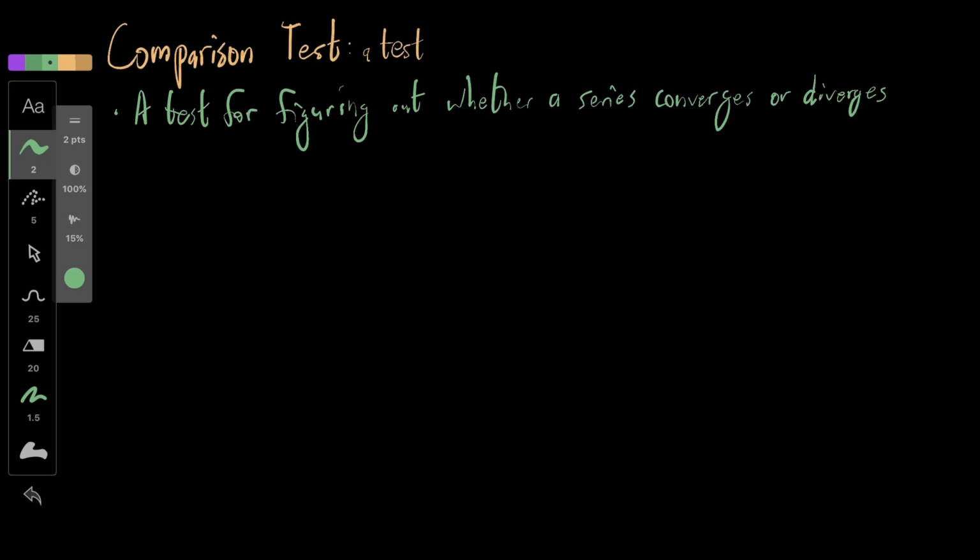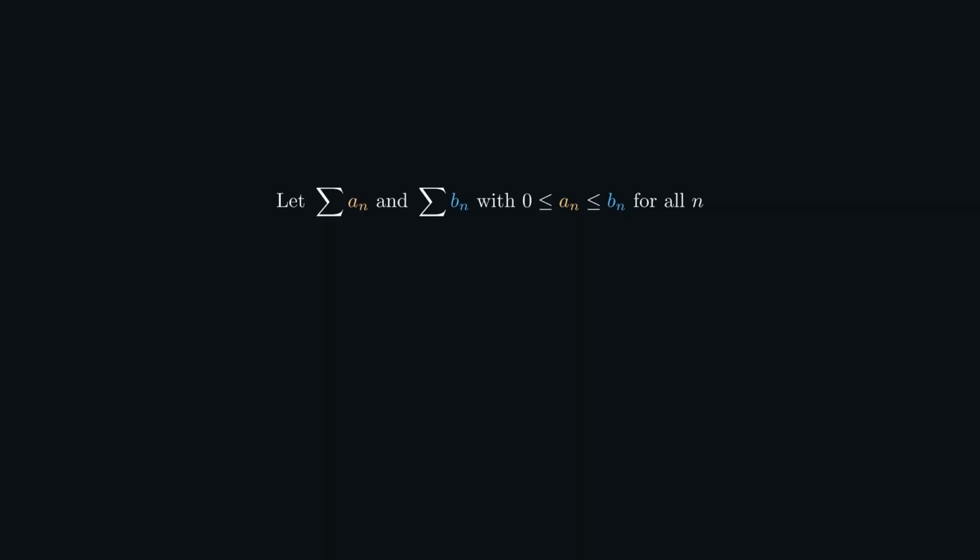Now, how does a comparison test work? Well, the comparison test works by essentially comparing two different series. For one series, we know whether it converges or diverges, and using that information, we can tell if the other series converges or diverges. Now, without further ado, let me introduce what I've created using Manim and how I can explain this to you. Let the infinite series of a_n and the series adding up all the terms of a function b_n, with 0 less than or equal to a_n less than or equal to b_n for all terms n.